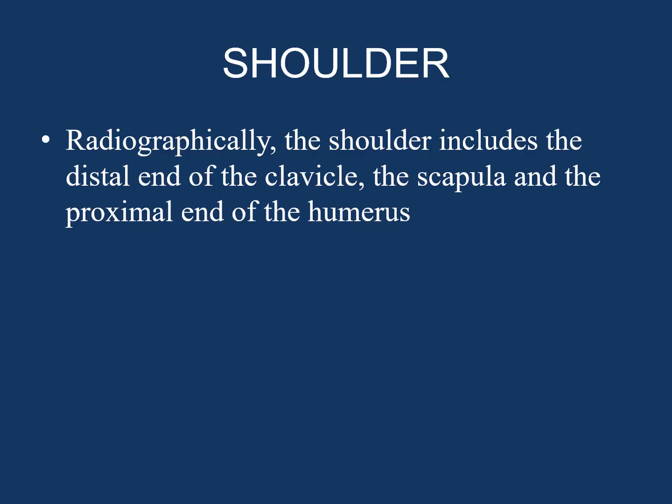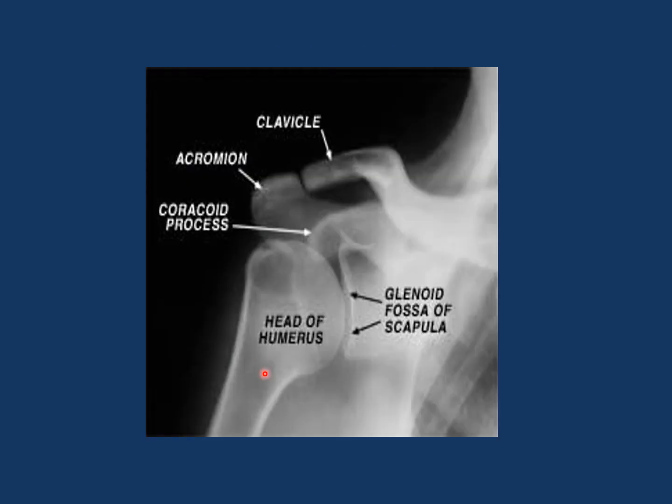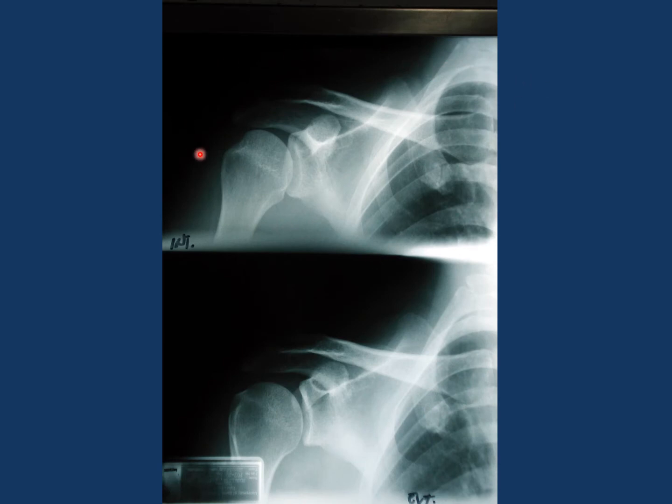How about the shoulder? Radiographically, the shoulder includes the distal end of the clavicle, the scapula, and the proximal end of the humerus. Here, we see the clavicle, the acromion, the coracoid process, the head of the humerus, and the glenoid fossa. Here is an actual example of the X-ray of the shoulders, which can be taken in the internal and external rotation.